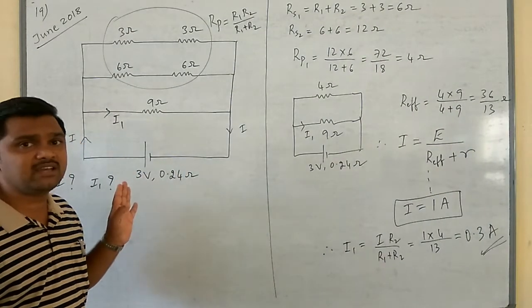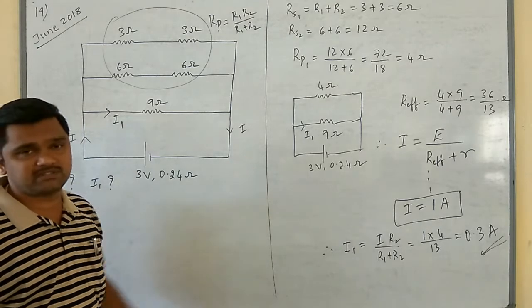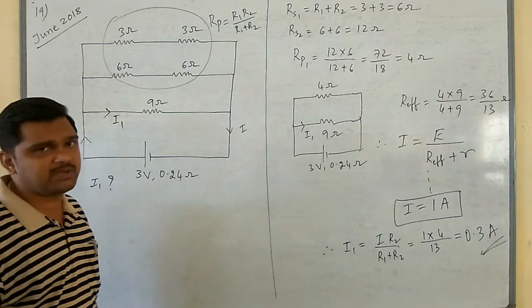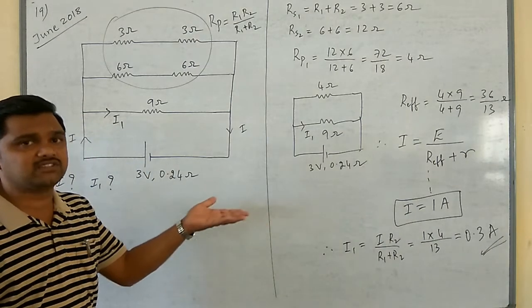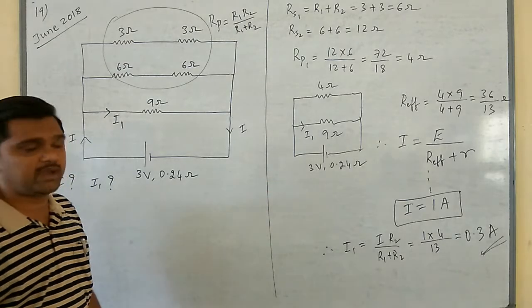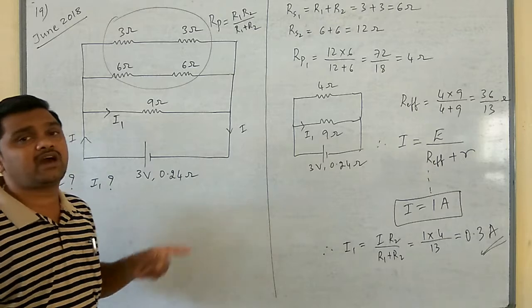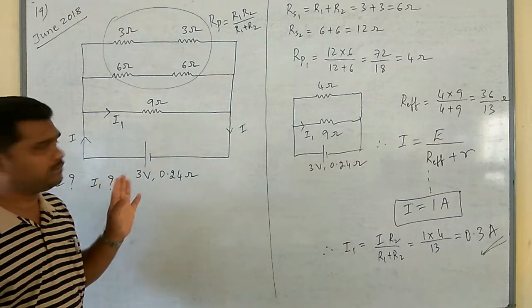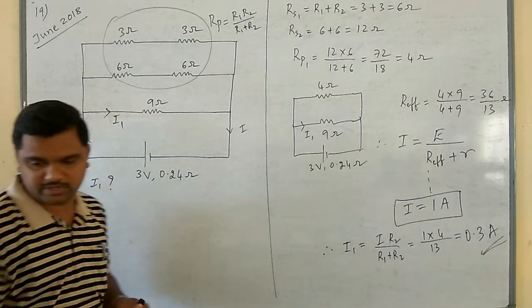Therefore to find the main current, we have the formula I is equal to E divided by R plus r. On solving you get 1 ampere. To find the branch current, I have taught already the branch current formula I R2 divided by R1 plus R2 to find I1. Similarly, I R1 divided by R1 plus R2 to find the I2. Here they have asked only I1.